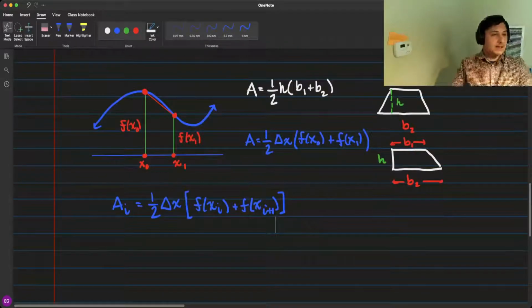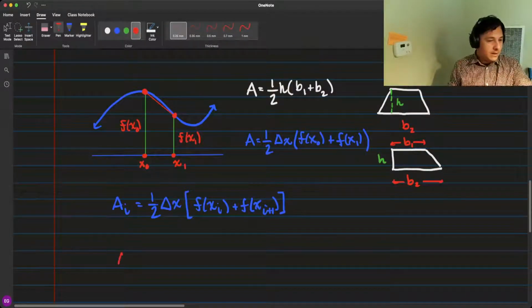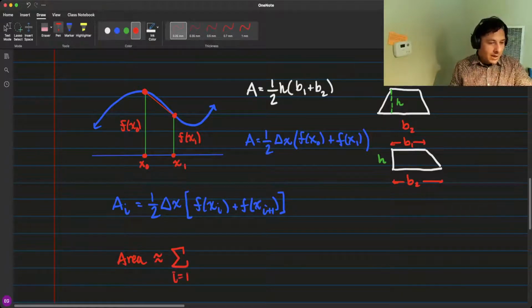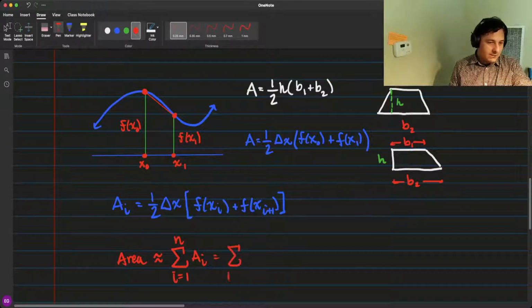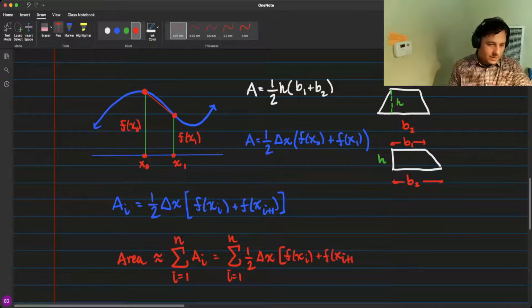Okay, so you can estimate the area of the whole thing. It's going to be approximately equal to adding up all of those trapezoids. So you're going to get the sum from i equals 1 to n of your A_i formula, which is going to be the sum from 1 to n of 1/2 delta x times f of x_i plus f of x_(i+1).